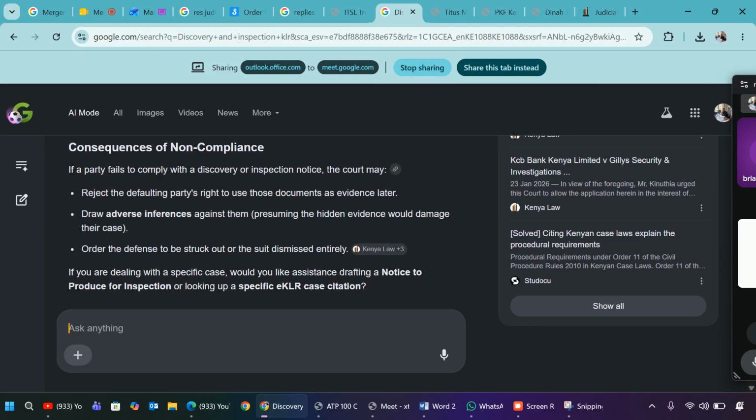So basically, the consequences of non-compliance. If a party fails to comply with a discovery or inspection notice, the court may reject the defaulting party's right to use those documents as evidence later, and draw adverse inferences against them, presuming the hidden evidence will damage their case, and order the defense to be struck out or the suit be dismissed entirely.